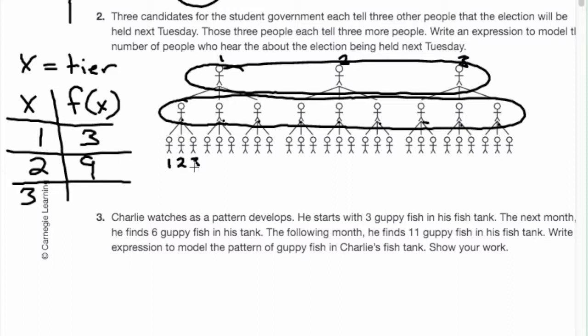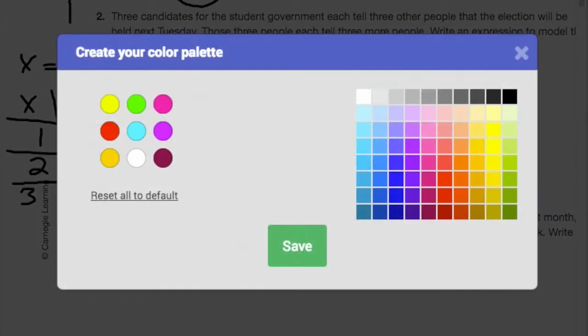When we get to tier 3, if I write this out, I have 1, 2, 3, 4, 5, 6, 7, 8, 9, 10, 11, 12, 13, 14, 15, 16, 17, 18, 19. How many do I have total if I can count? 27, right? So this is an extension of what we did the other day.